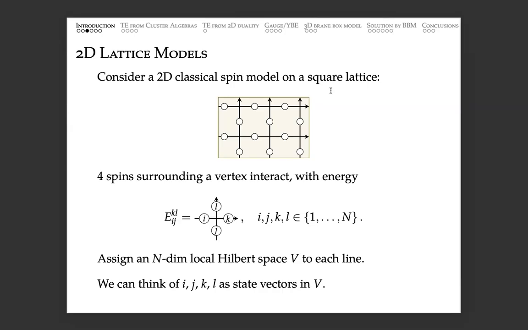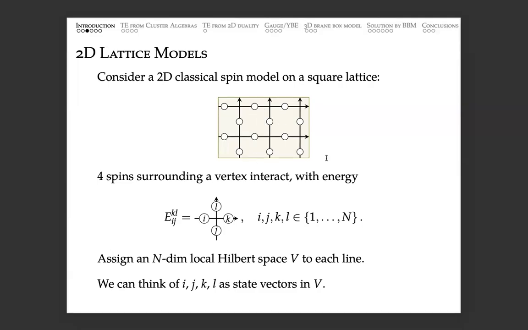I'm going to consider classical spin models on a square lattice in statistical mechanics. Here I have drawn a 2x3 lattice with black lines, and they are oriented lines. Suppose it's placed on a two-dimensional torus, so I have imposed periodic boundary conditions in the vertical and the horizontal directions. And I have placed spin variables, represented by these circles, on the edges of the lattice.